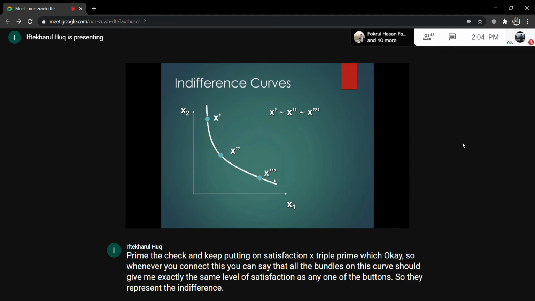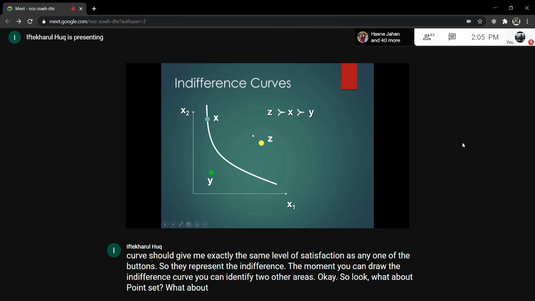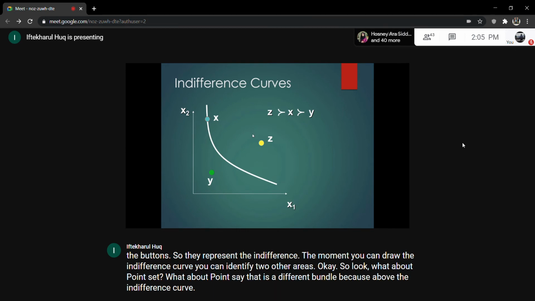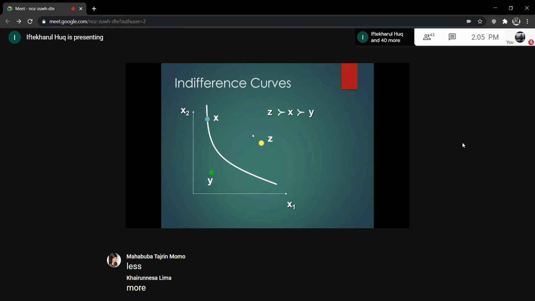The moment you can draw the indifference curve, you can identify two other areas. Look, what about point Z? Z is a different bundle. It is above the indifference curve. If it is above the indifference curve, what does that mean? Will I be more satisfied or less satisfied? Less. More satisfied. Okay. What does it depend on?